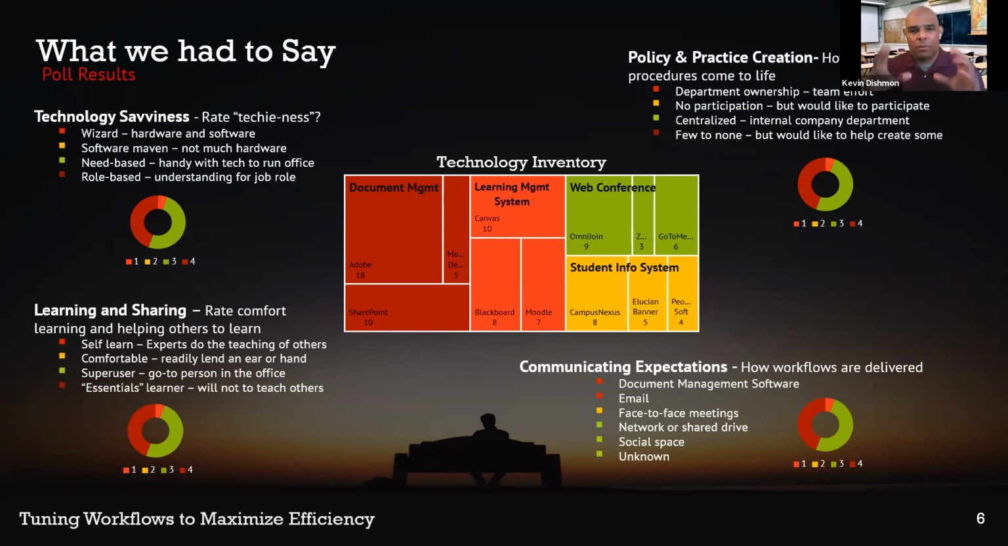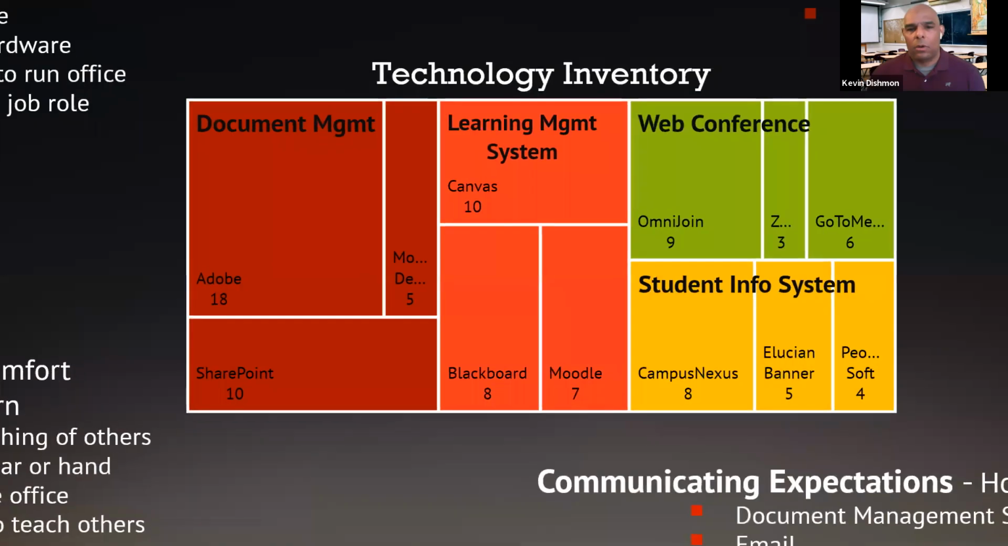In the middle there, you'll see a grid about the technology inventory, and that's an example when we're doing an inventory of what our workflows are, what our policies are, what our procedures are. It's also about technology inventory. What are we using to deliver our workflows? What are we using to deliver our expectations? What are we using to deliver our feedback? All of those types of things are involved in technology.